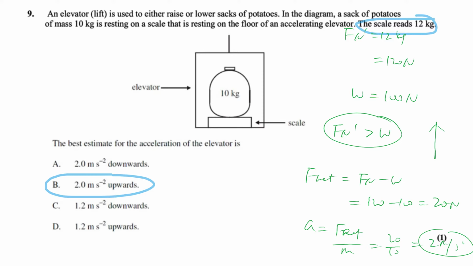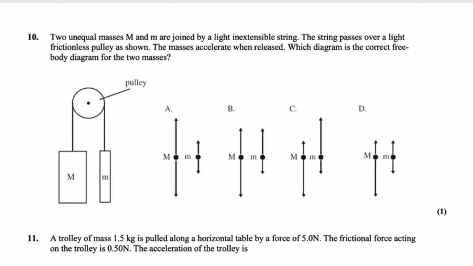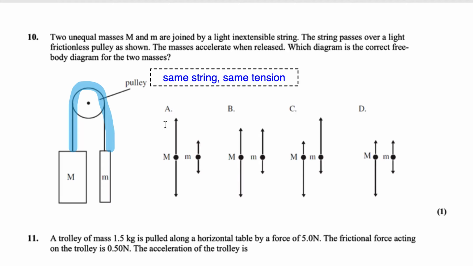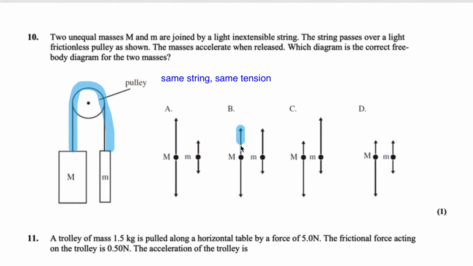Now let's have a look at question 10. For question 10, first of all, they told you a pulley, and this is the same string. For the same string, they must have the same tension force. So you just look at A and D, they are completely wrong. The two tension forces must be the same magnitude, so you're just left with B and D.